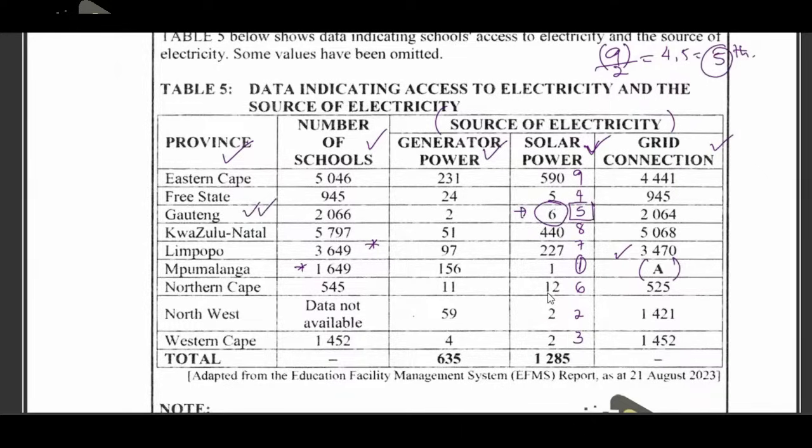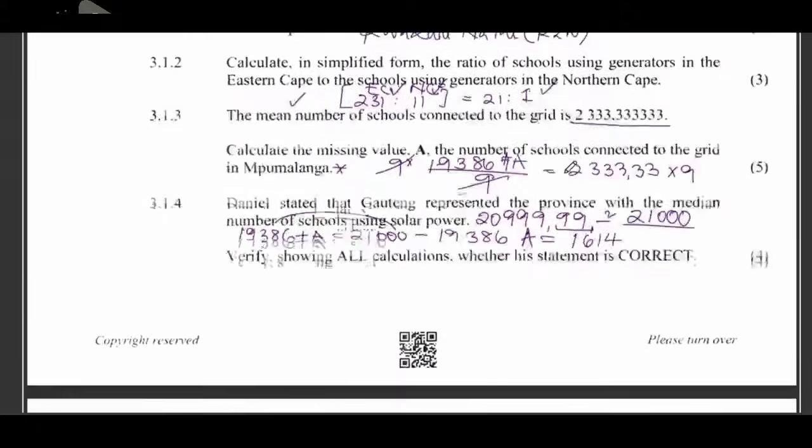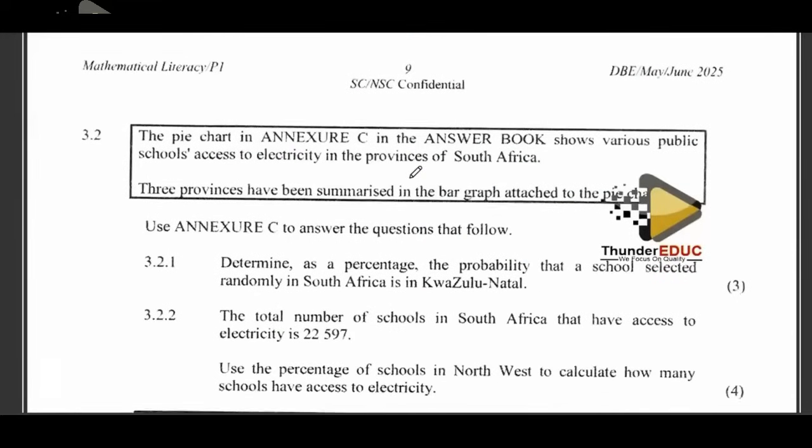So, Gauteng. Here what they wanted you to do is to arrange those numbers nicely and you confirm, you look for the median and indeed it's what? And you have to come up with a statement and you say, it's valid. It's correct. State whether his statement is correct. His statement is correct. We've just seen that.